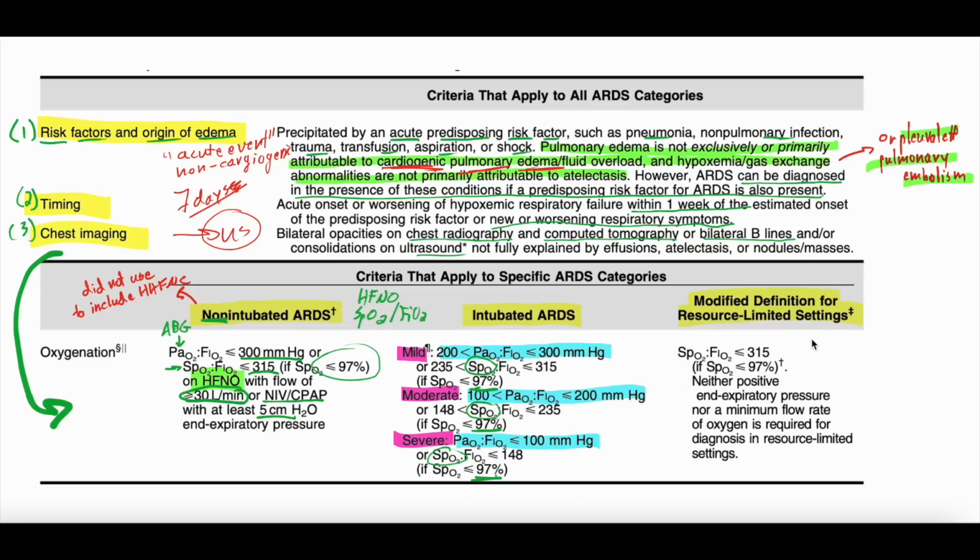Okie doke, and then there's a modified definition for resource limited settings, and you could read through more of this as your interest drives, but if they're not on positive end expiratory pressure or minimum flow rate of oxygen, there's still an ability to diagnose ARDS.